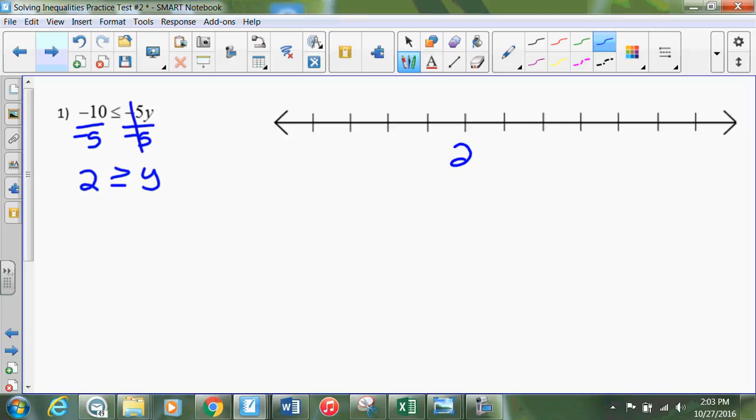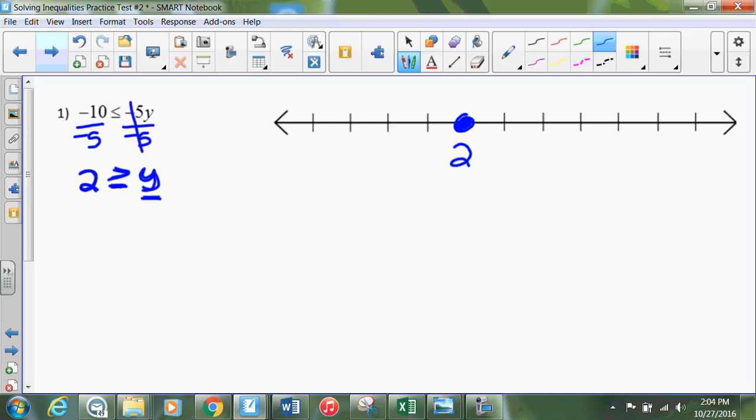We'll put a 2 there. We have two decisions to make, whether we do an open or closed circle or whether we shade to the left or to the right. Because we have an equal sign, well, part of an equal sign underneath this sign, we're going to fill in our circle. And then when we read this, we're going to read from the y side first. When we read it, we're reading y is less than or equal to 2.